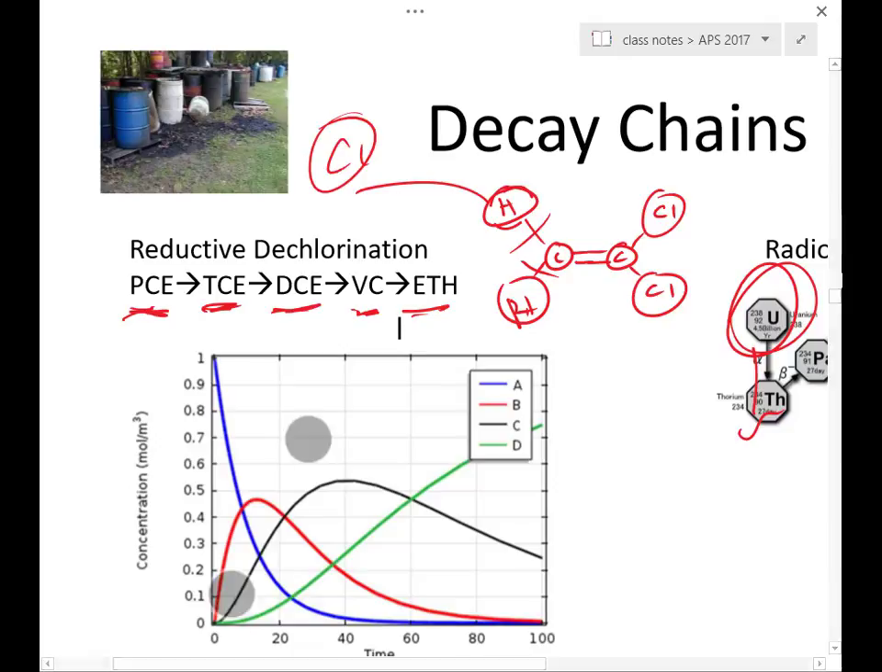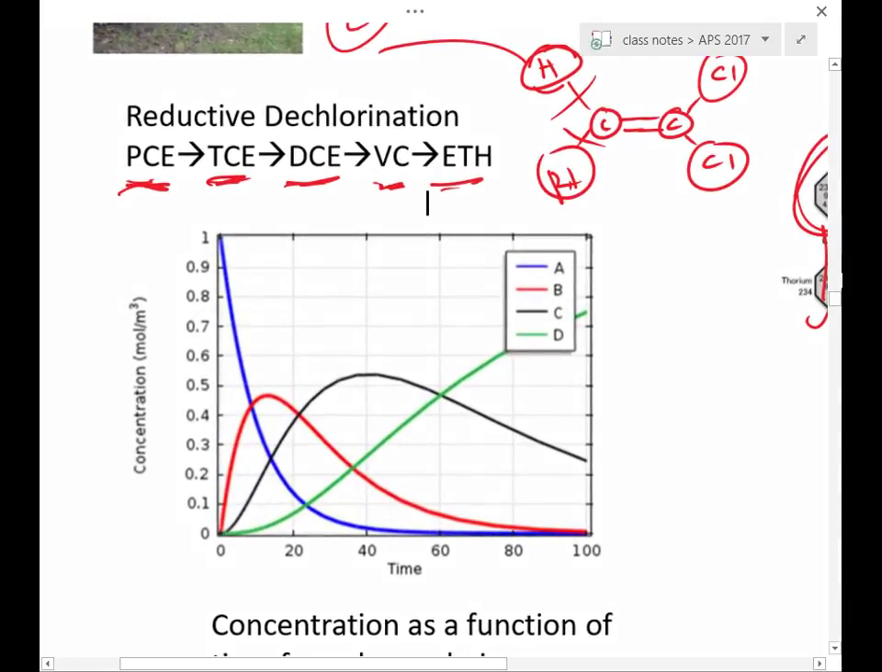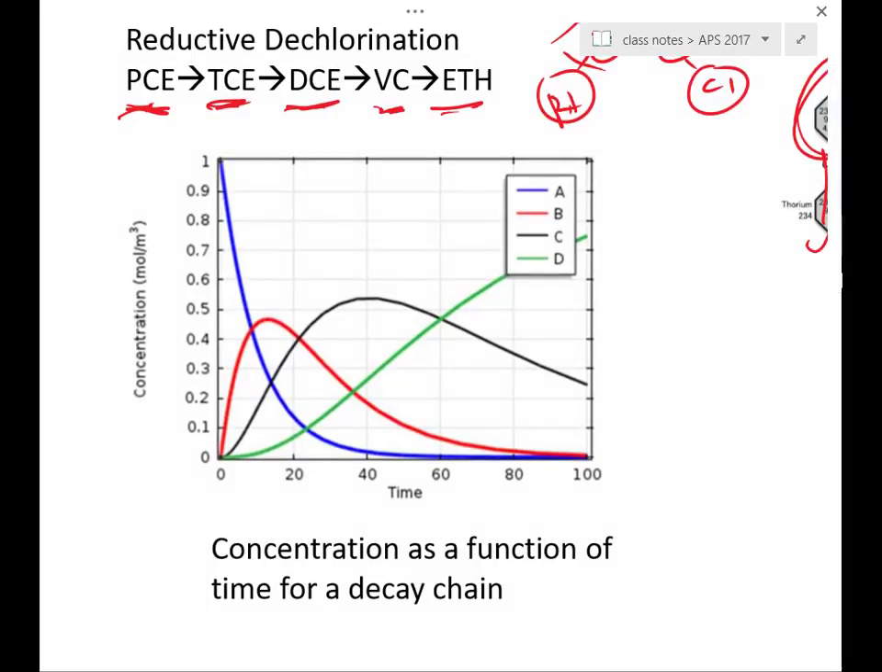Okay, so this is the kind of concentration as a function of time that you see for these kinds of decay reactions. Here, for example, we start with a solution that just had PCE in it and none of the other daughter compounds present, so it decays like I show here.